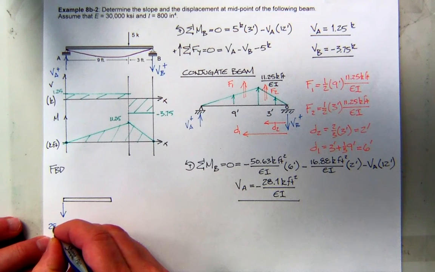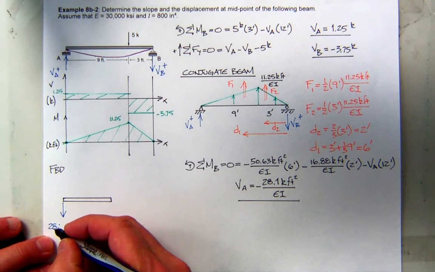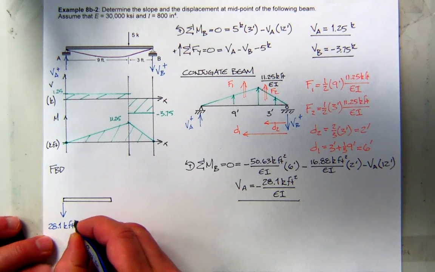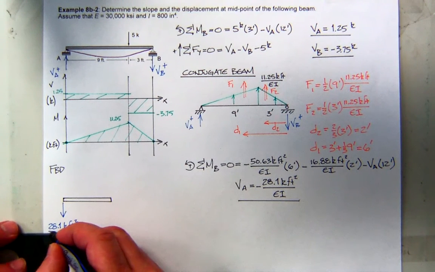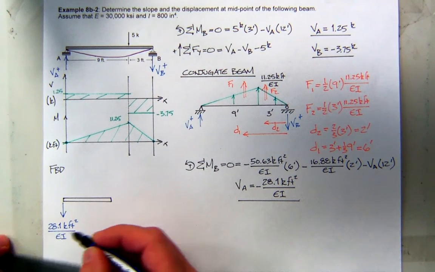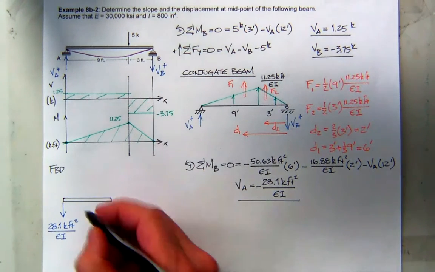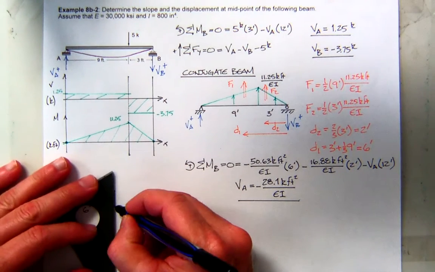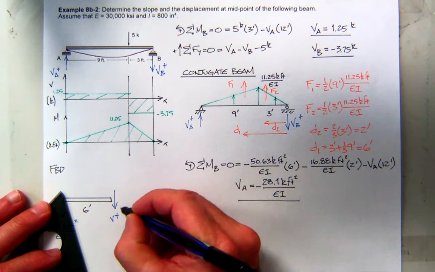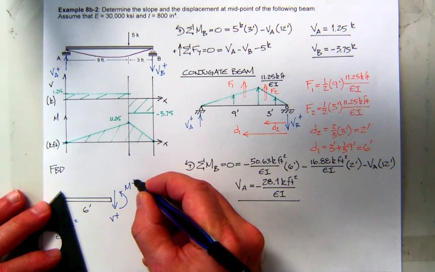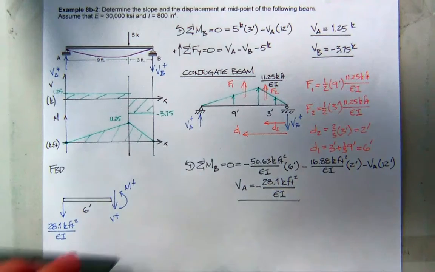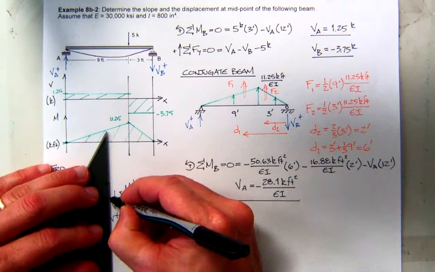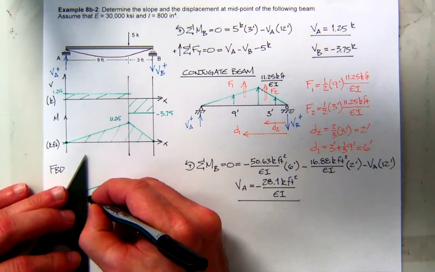And that would be 28.1 kip feet squared over EI. I'm cutting it in the middle, so this dimension is 6 feet. I do want to know the shear and the bending moment at those points. So there's my positive shear force and bending moment. And then I've got this distributed load, and it's acting up.